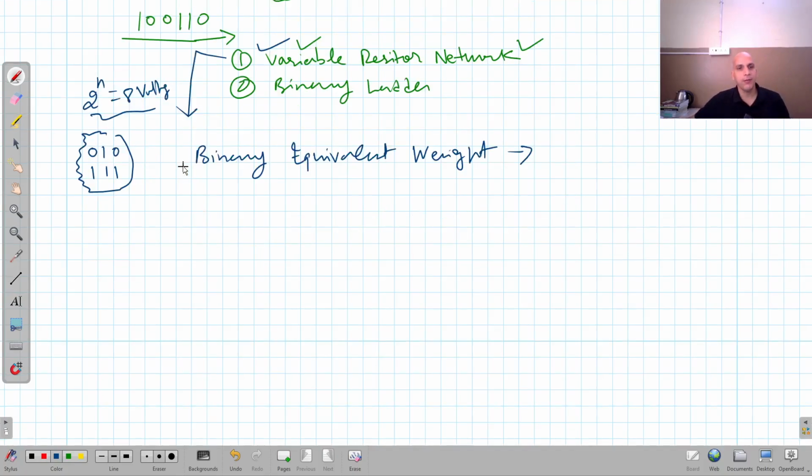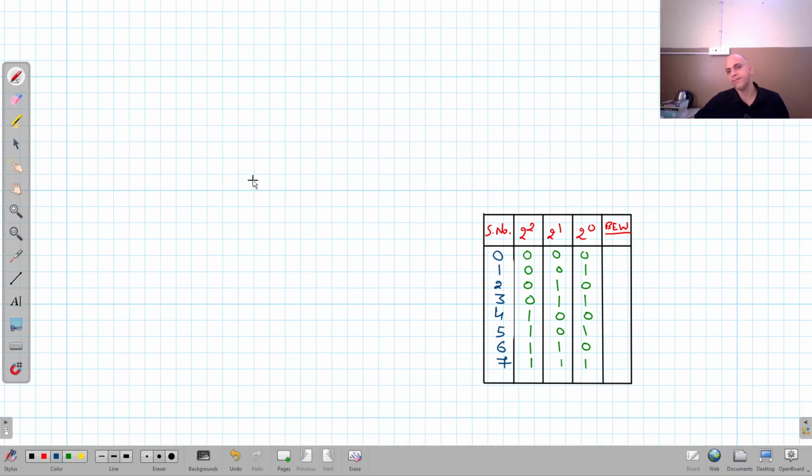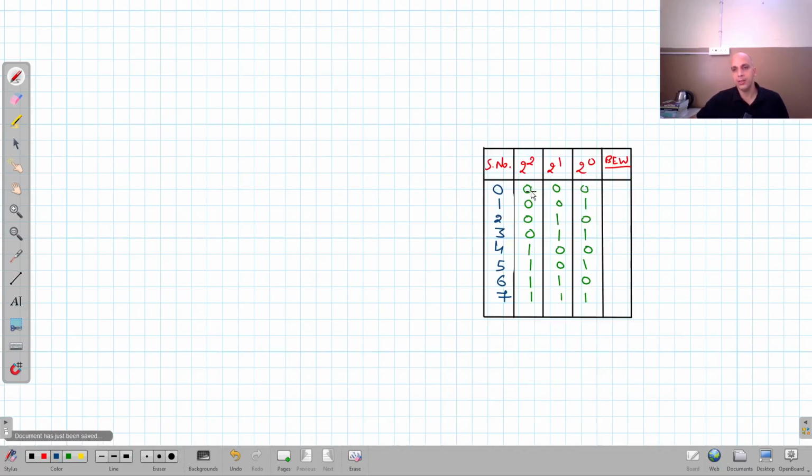For 3-bit positions we can have 8 different possibilities. I am tabulating all these possibilities. You can see here 0 0 0, 0 0 1, 0 1 0, 0 1 1, 1 0 0, 1 0 1, 1 1 0, and 1 1 1. All these are 8 possibilities: 1, 2, 3, 4, 5, 6, 7, 8. So in these 8 possibilities we have different combinations of these 3 bits.